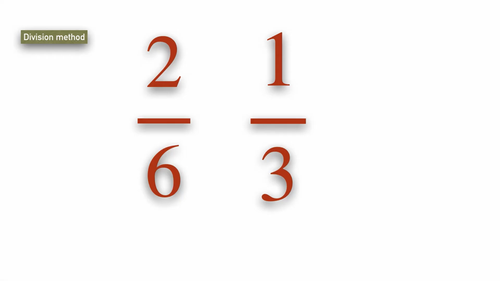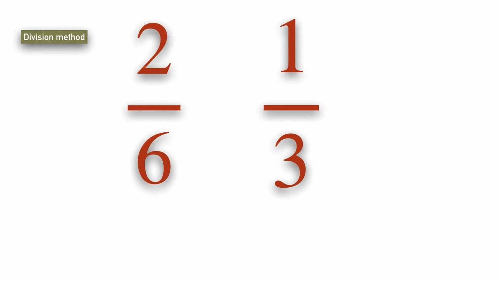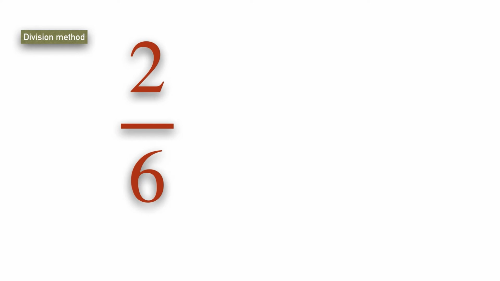Did you know that equivalent fractions can be simplified to the same fraction in its simplest form? In this case, we will use the division method to find the fraction in its simplest form and then compare. For example, take a look at 2/6 and 1/3. Are they equivalent? One way to check this is to write both fractions in their simplest form.